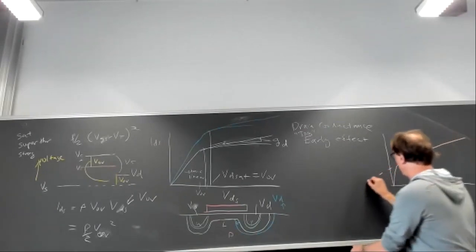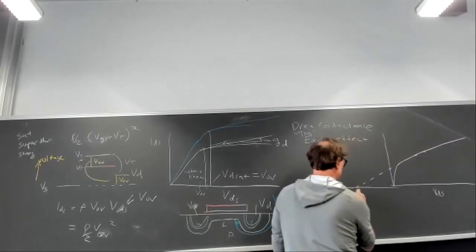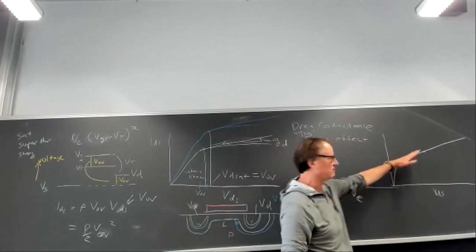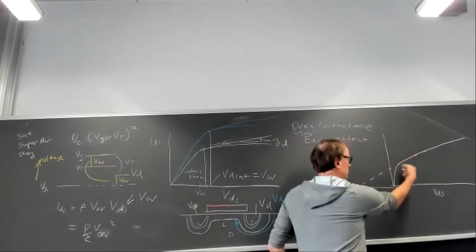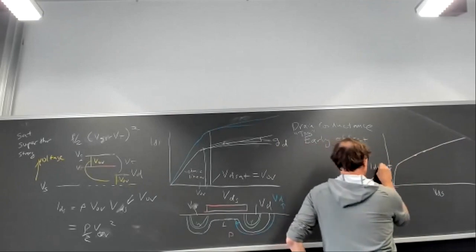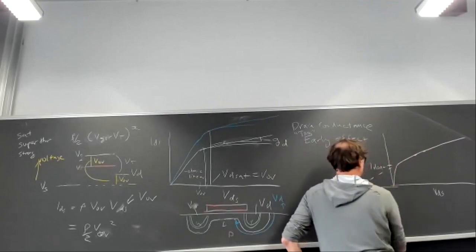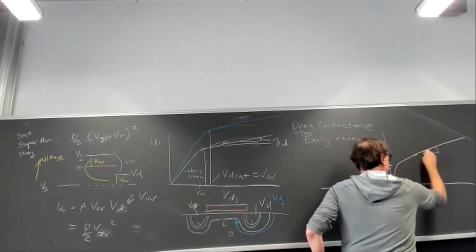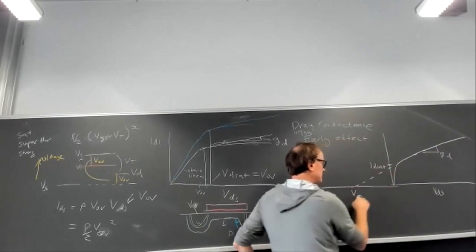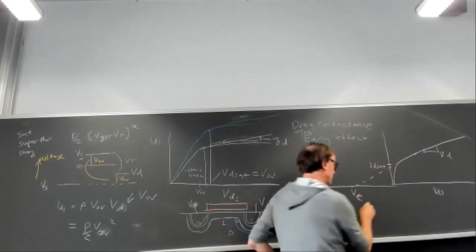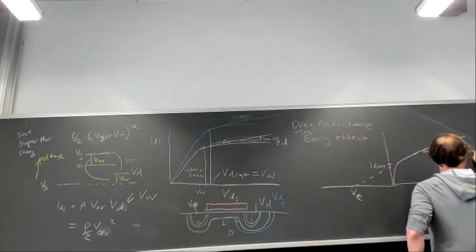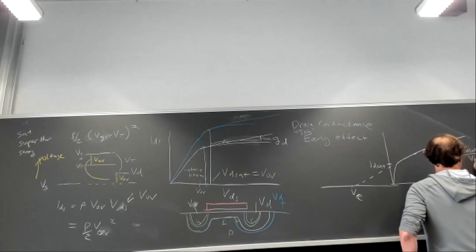And then you extrapolate it out back here. It intercepts the axis at this Early voltage called VE. That's just this curve, it's saturated. And what's this intercept right here? That's called the saturation current, ID sat. And what's the conductance of this slope here? GD. That's just ID sat divided by VE. So GD is just the saturation current divided by the Early voltage.